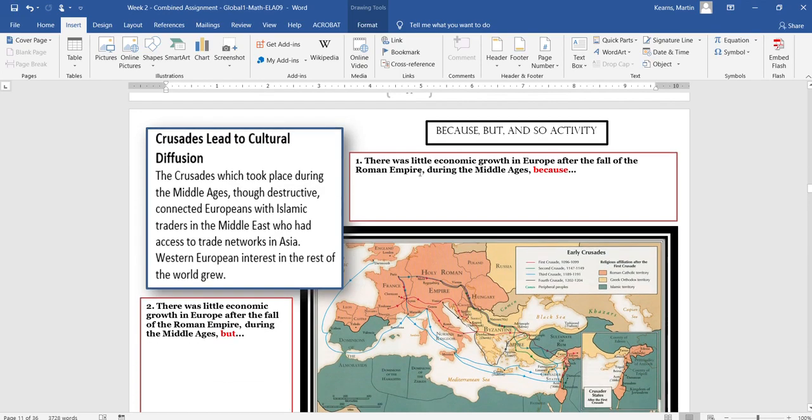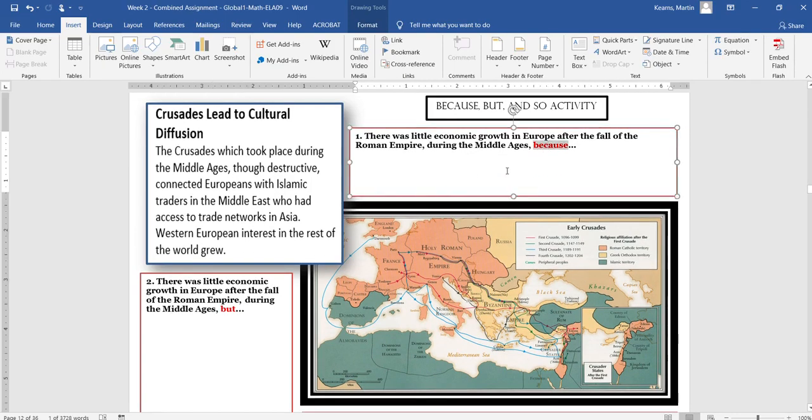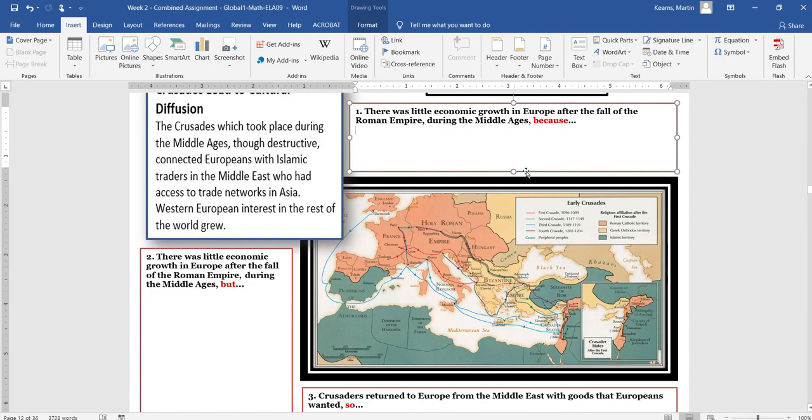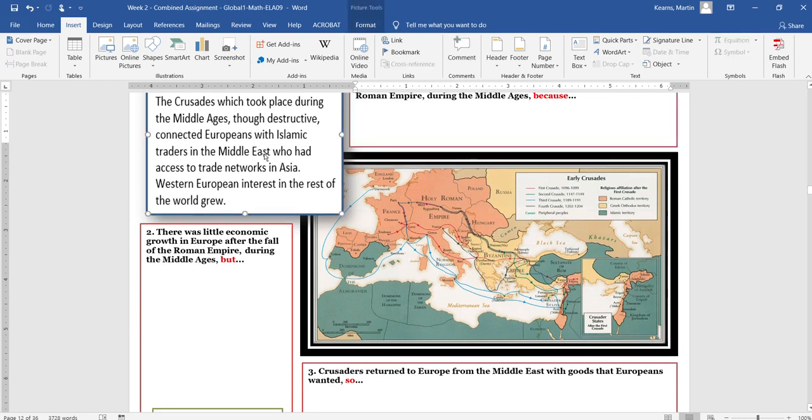So the first question is, there was little economic growth in Europe after the fall of the Roman Empire during the Middle Ages, because... Keep that red text in mind when you see it. Okay? So you're going to finish this sentence, and you're going to use the map down here to help you. Why was it that in Europe they failed to grow economically after the fall of Rome? Use the graphic here to help you answer that question. All right? The text here will help you as well.